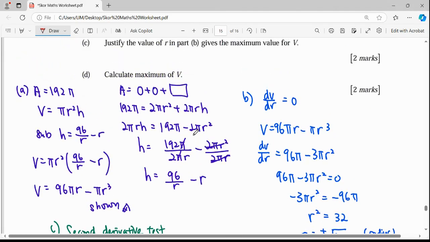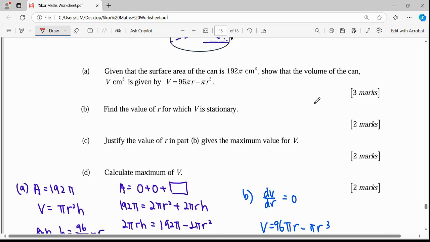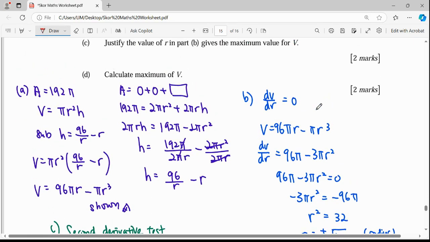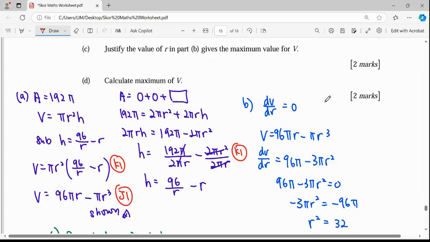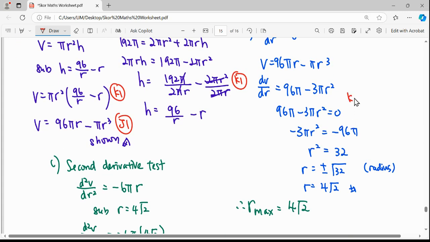Then we see how we're going to score this. First of all, 3 marks. To get the 3 marks, we're going to find out what your h is in terms of r and substitute to prove this. Secondly, B, find the value of r when it is stationary. So we differentiate and set it to 0 to get the value of r.